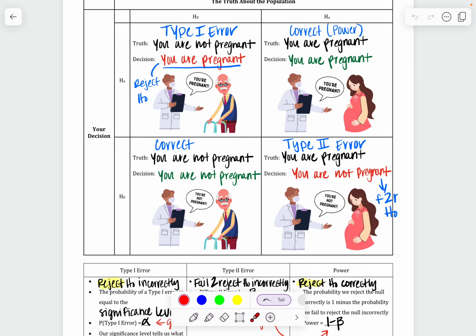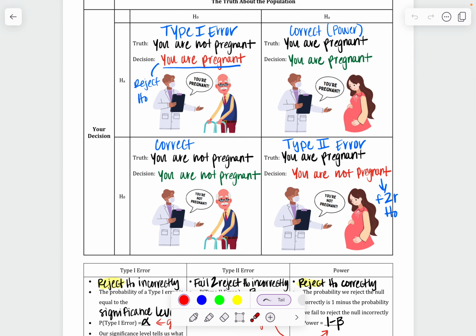Now, the bottom left is you fail to reject the null because you were supposed to fail to reject the null. The null is true. We always say the null one is the dull one. Anything where the null is just going to be the same and the claim is correct isn't very exciting, which is why it doesn't get a fancy name. By telling the pregnant woman that she is pregnant, that is us correctly rejecting the null. So that is the power of the test.